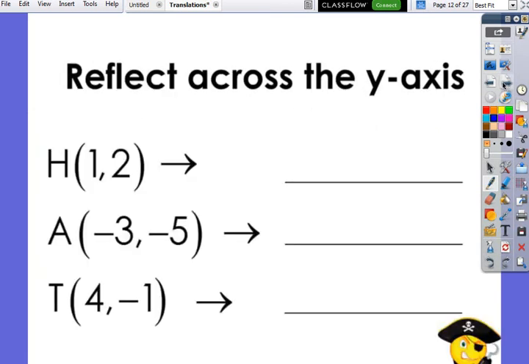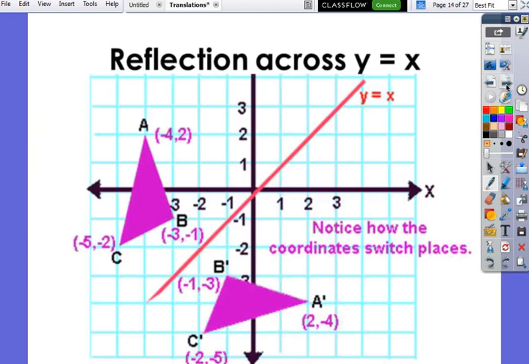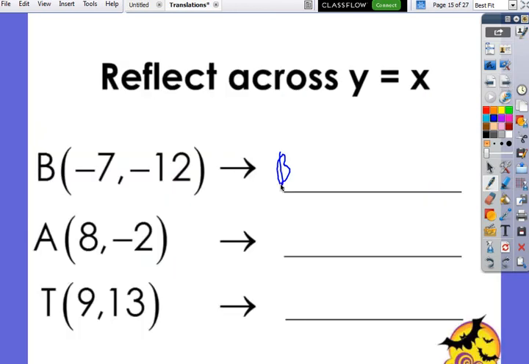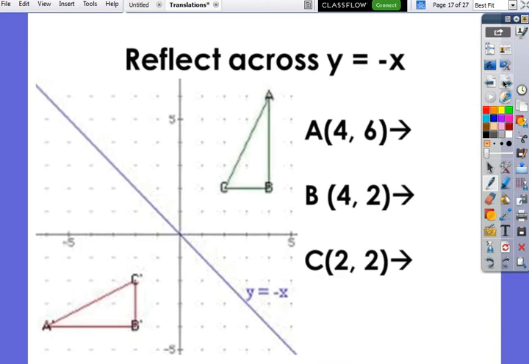Reflect across y equals x, what do I do? Switch the order. So B prime here would be -12, -12, -7. And then the last one is y equals -x, which is going to be switch them and change the signs. So A prime here would be -6, -6, -4. Switch the order, change the signs.